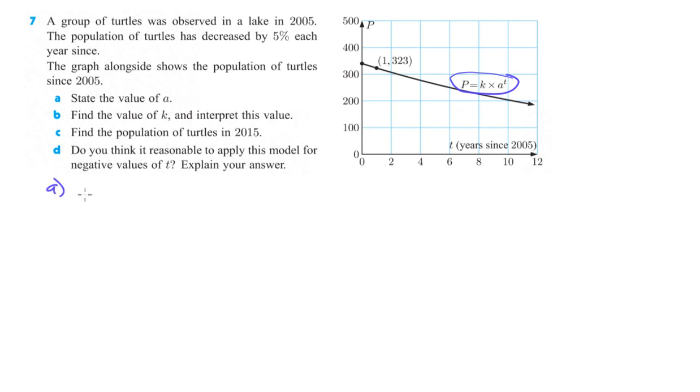So let's do this. We've got population equals K times A to the T. A is the growth rate, K is the original population, okay? So A is going to be our growth rate. It says it's decreasing by 5%. So what we want to do is take 100%, the original, subtract the 5% that it's decreasing by, and that is 95%. So that means K times 0.95 to the T, okay? So A is going to equal 0.95.